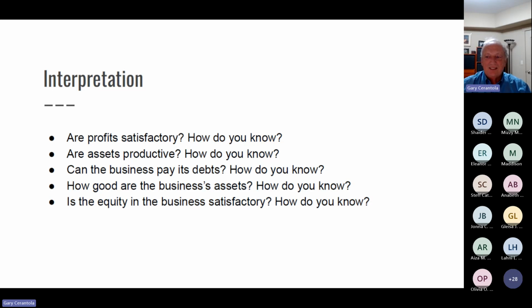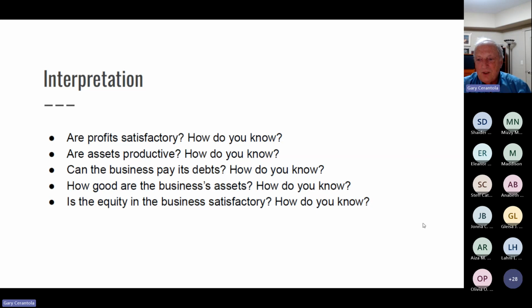Can the business pay its debts? Well, how do you know? Well, you take a look at what the industry figures are on paying back the debt, and then how you're doing. And then maybe you have to reconsolidate your loans, or you have to reduce your costs so that you can make more profit to pay down your debt, all those kind of good things.